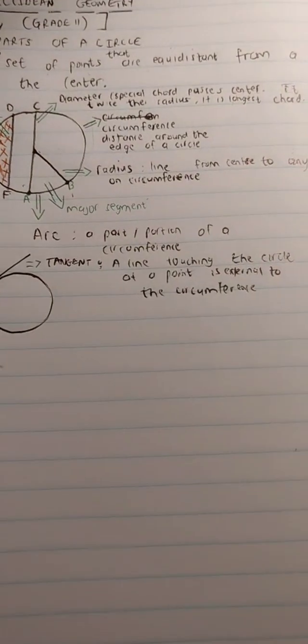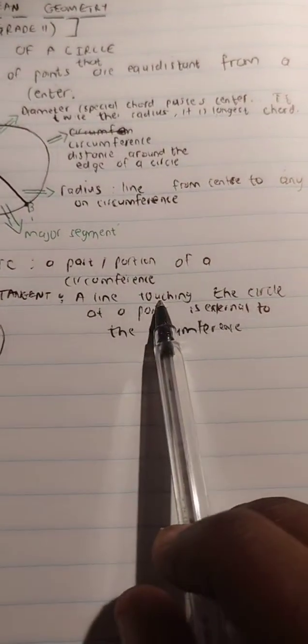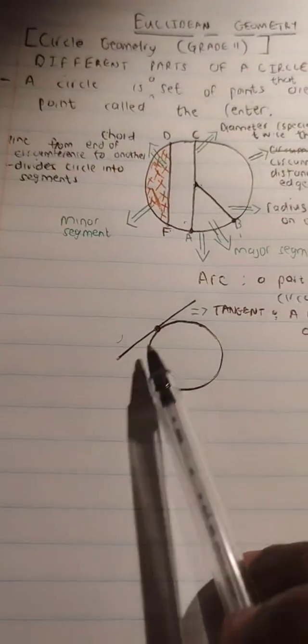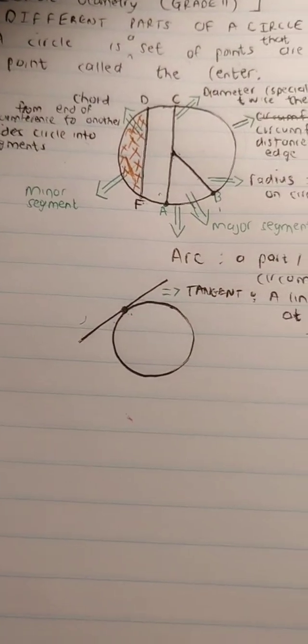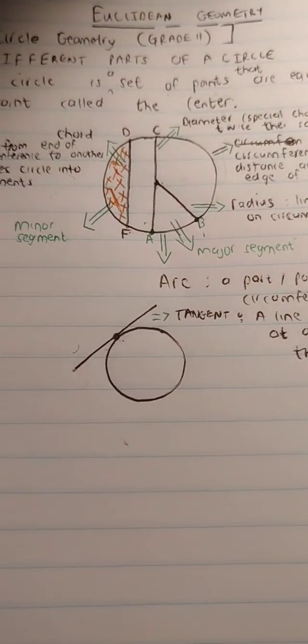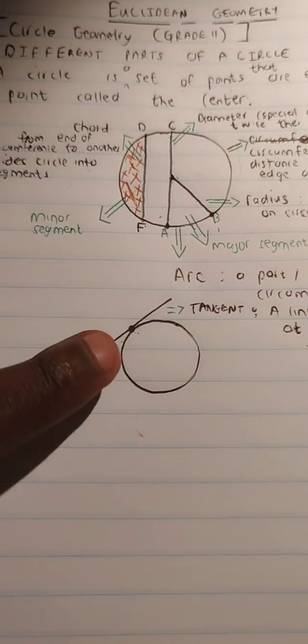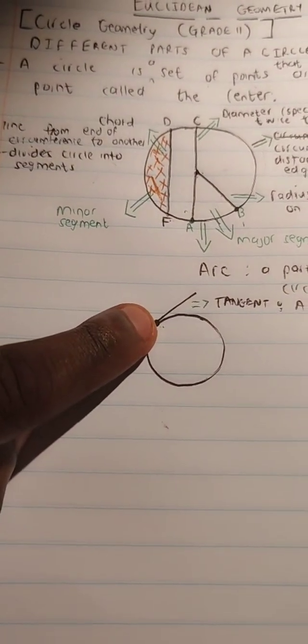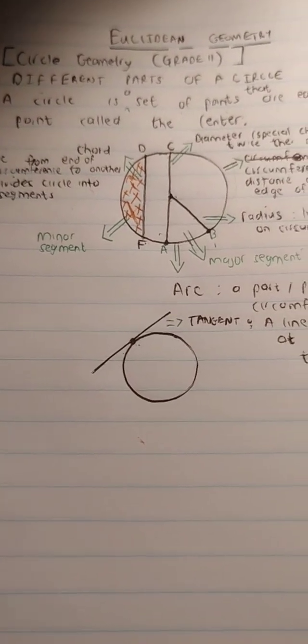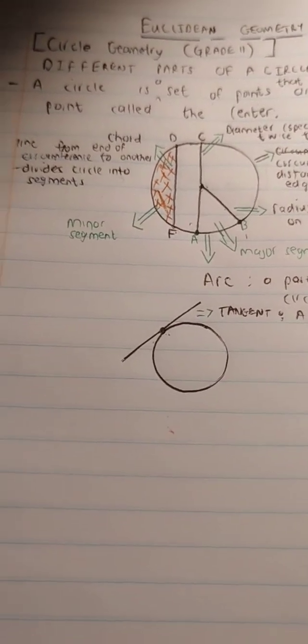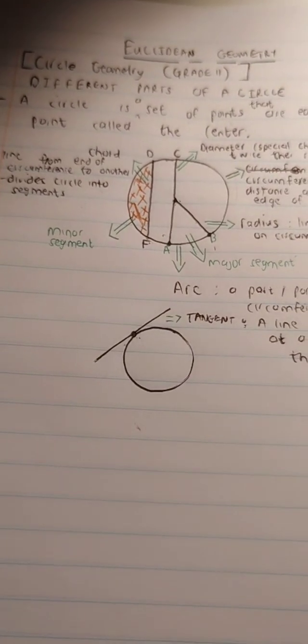Very good, guys. We call that line a tangent. A tangent is a line that simply touches the circle at a point. But please, guys, the tangent is external to the circle. It is external completely, but excepting at the point where it touches. That's basically what we mean by it being a tangent, because it simply touches at one point.